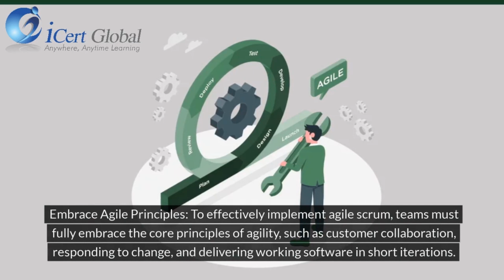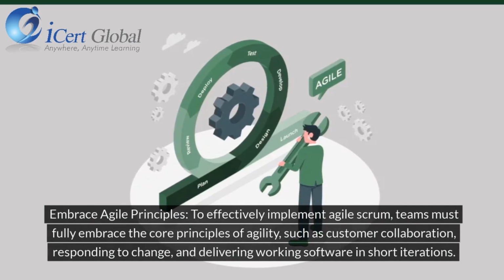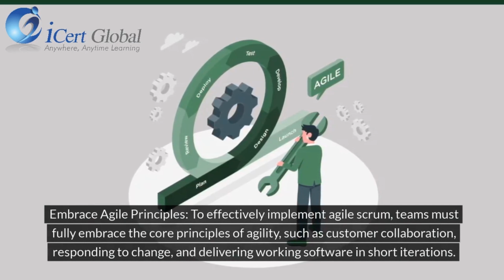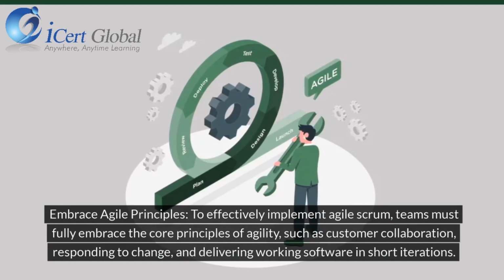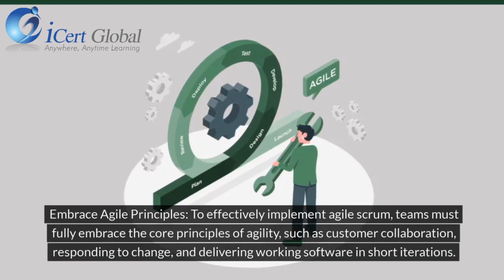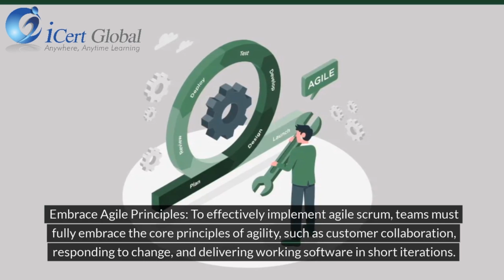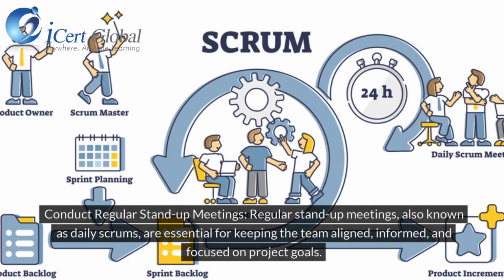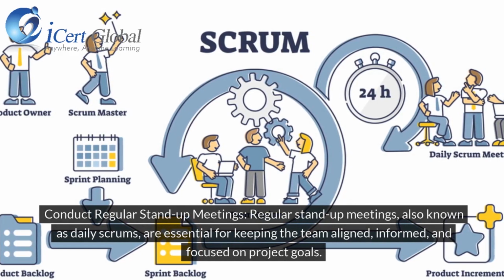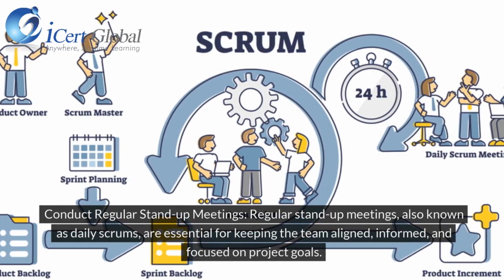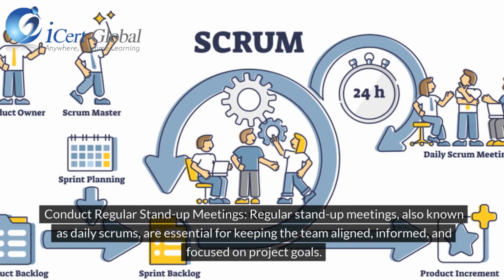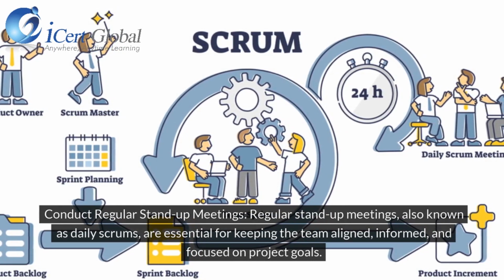Embrace Agile principles. To effectively implement Agile Scrum, teams must fully embrace the core principles of agility, such as customer collaboration, responding to change, and delivering working software in short iterations. Conduct regular stand-up meetings. Regular stand-up meetings, also known as daily scrums, are essential for keeping the team aligned, informed, and focused on project goals.